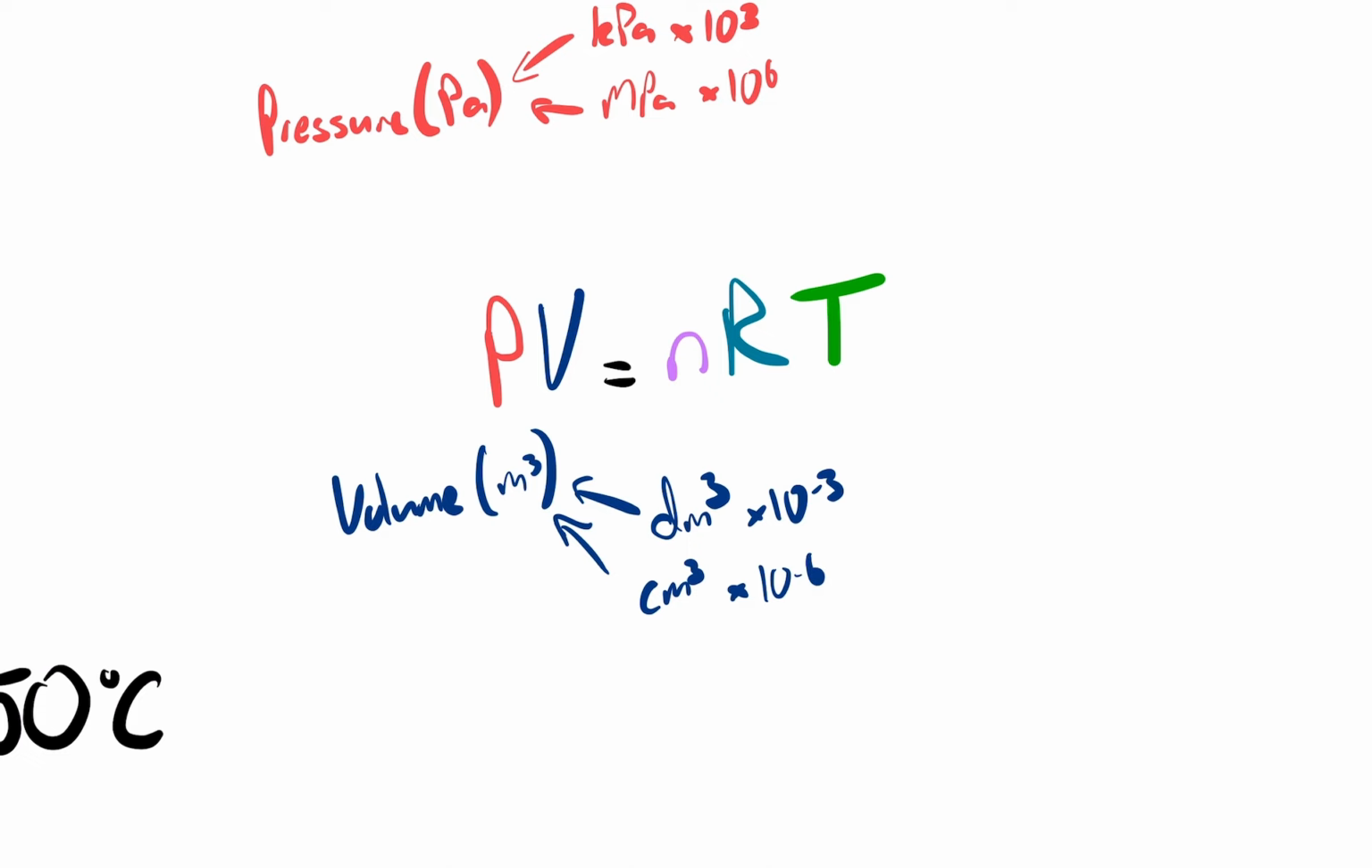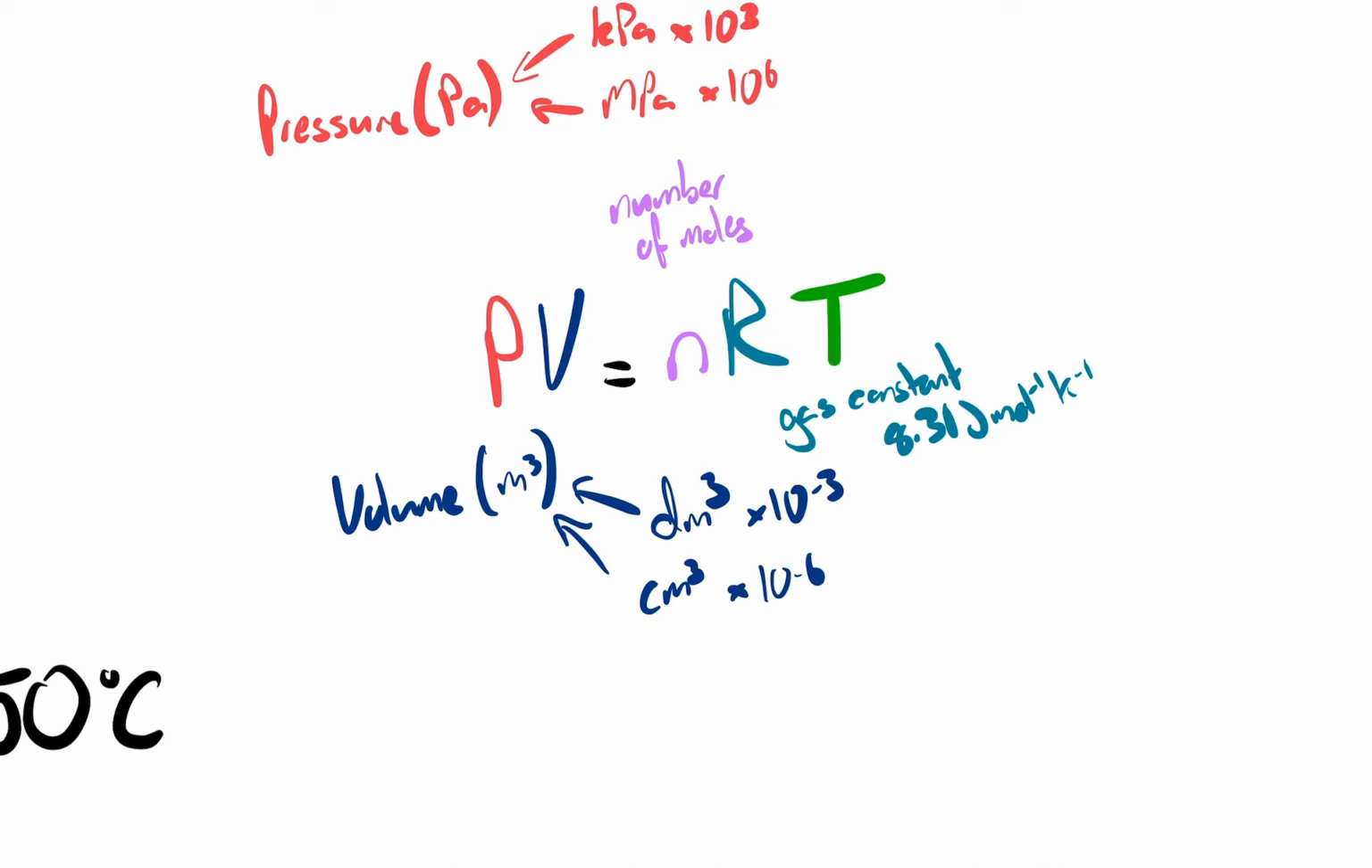N, number of moles. R is a constant here. It's our gas constant. You don't need to remember this. You're always going to be given this value, and that has a value of 8.31 joules per mole per Kelvin.